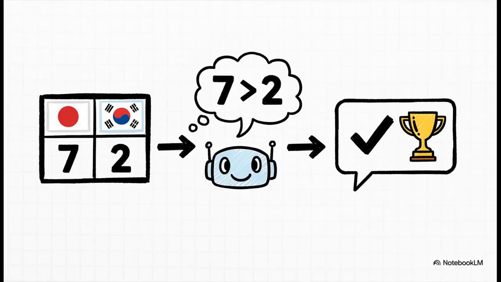Now, with this tiny little subtable, step 2 is a piece of cake for the LLM. It can easily see that 7 is bigger than 2 and generate a perfect logical answer. See? It wasn't overwhelmed, it wasn't confused, it was given exactly what it needed and nothing more.